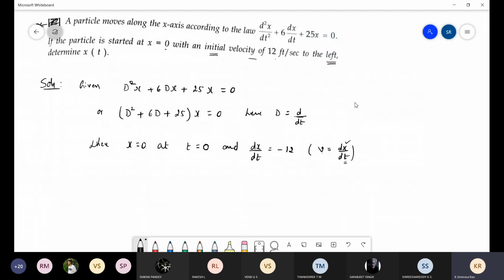Here you can write in a bracket: negative sign indicates left x-axis, nothing but negative x-axis.